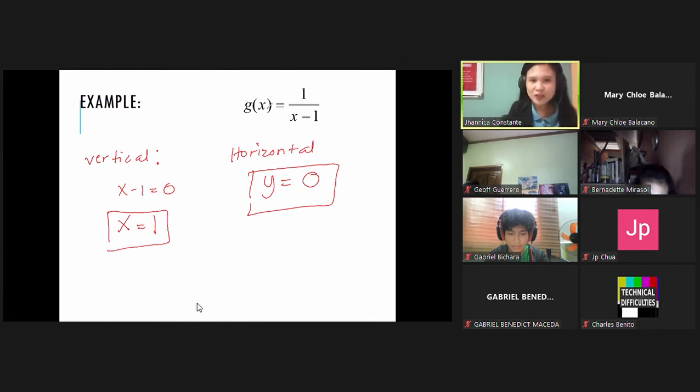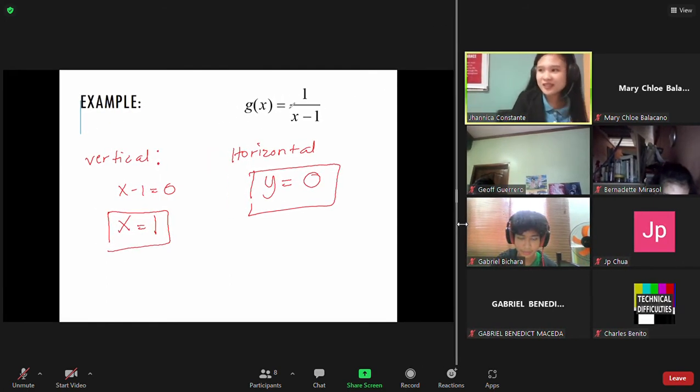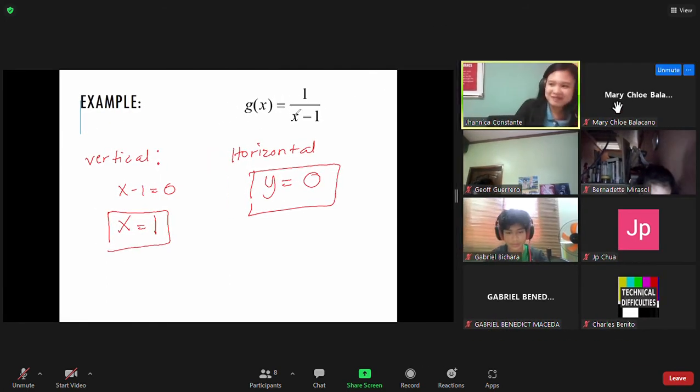Any more questions about this example that we have? Okay, with this example, can I clear the screen? Okay, let's try another example.